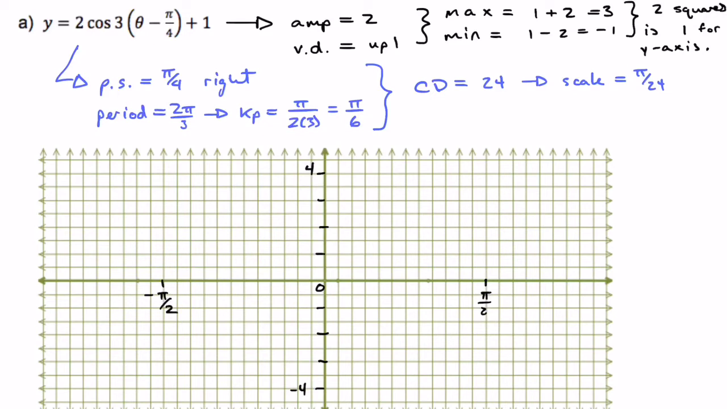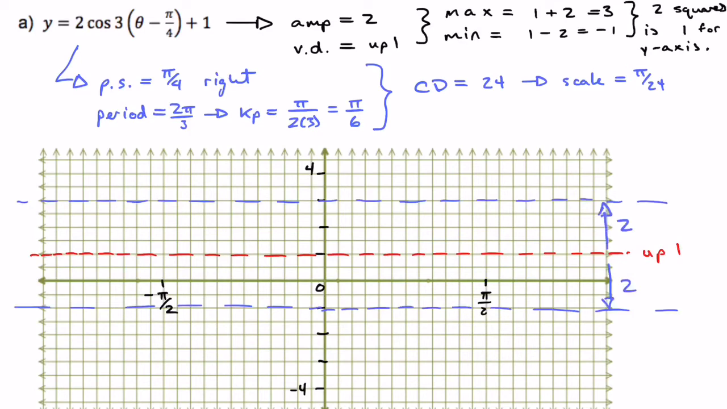Now I'm going to set everything up to graph. First thing I'm going to do is dot in my vertical displacement, 1 up. And then above and below that, I'm going to dot in the amplitude. Now I can start converting all my horizontal pieces to a scale of 24. So the key points are π/6 apart, but in 24ths, I just multiply top and bottom by 4, and I get 4π/24.